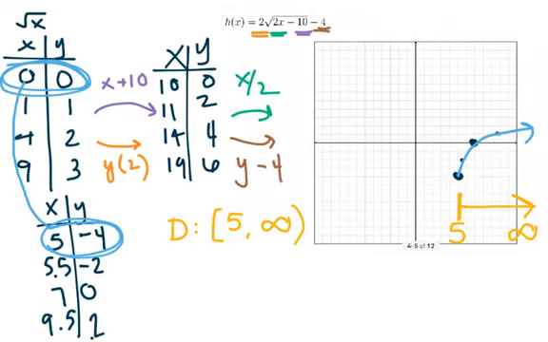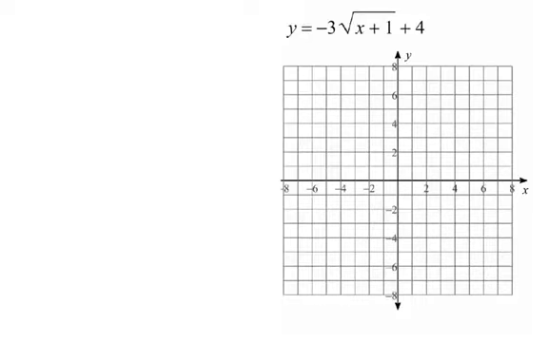For my range, I look at it pretty similarly, but I'm going to look at my y values, right? My lowest or my highest, we're looking for the max or the min. The lowest y value in this case is -4, because then it goes up forever. So my range would be -4, infinity.